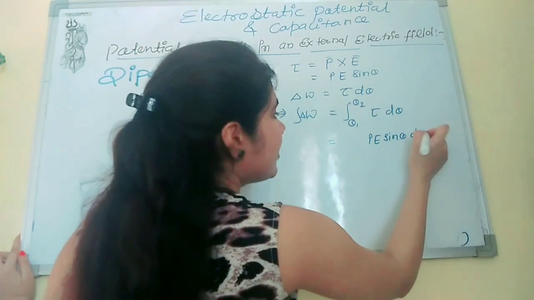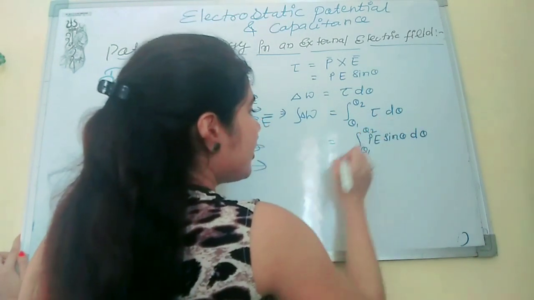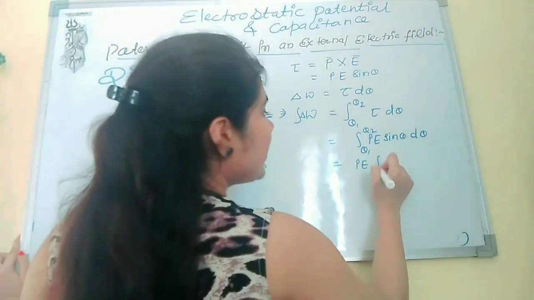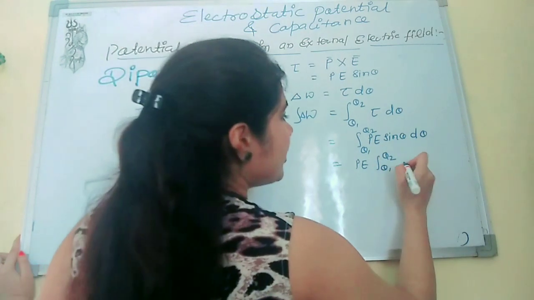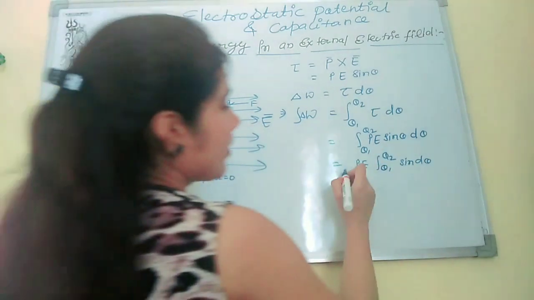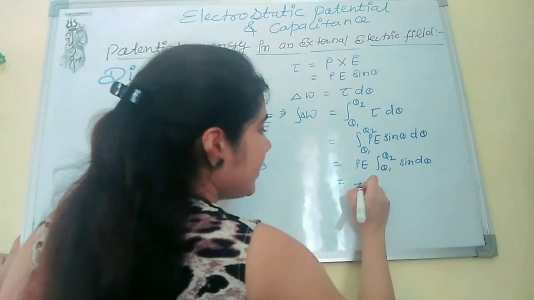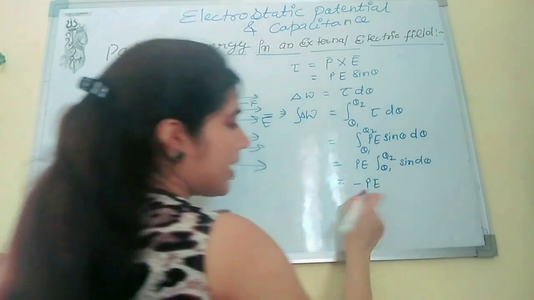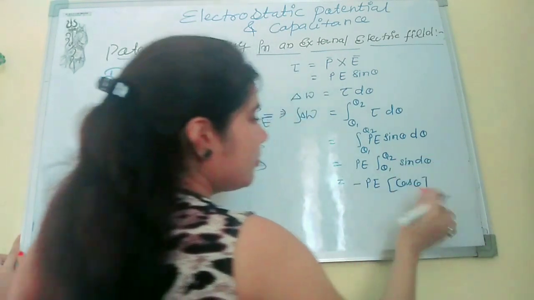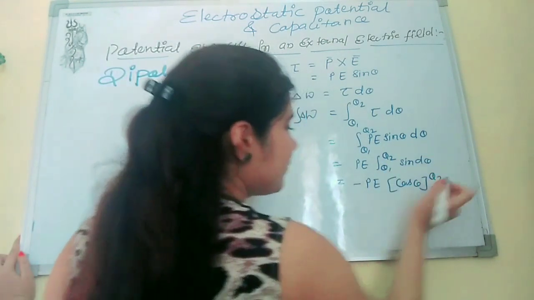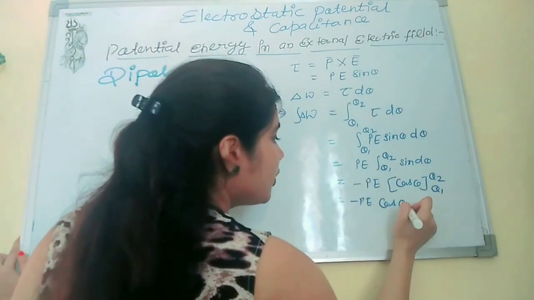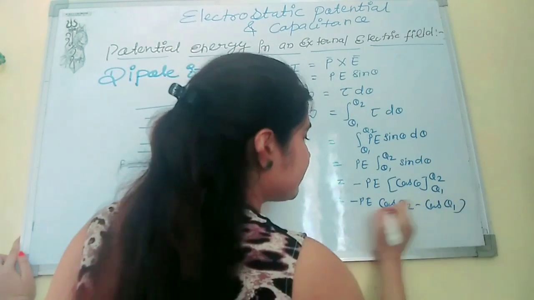P e sin theta d theta, integrated from theta 1 to theta 2. Now p e will come out because it acts as a constant, and we get the integral from theta 1 to theta 2 of sin theta d theta. The integration of sin theta is minus cos theta. So simply p e, with the minus coming out, times cos theta from theta 1 to theta 2. Now we will put the limits, that is minus p e (cos theta 2 minus cos theta 1).